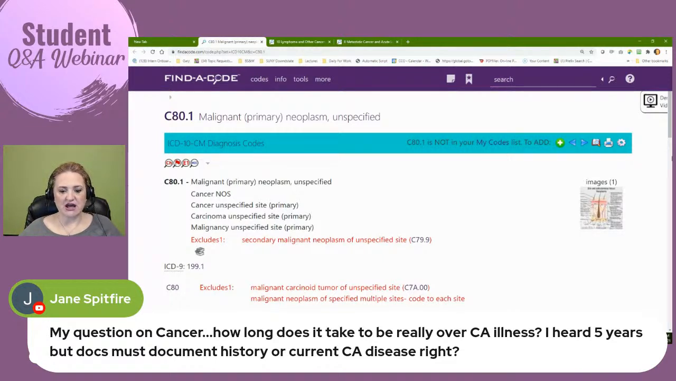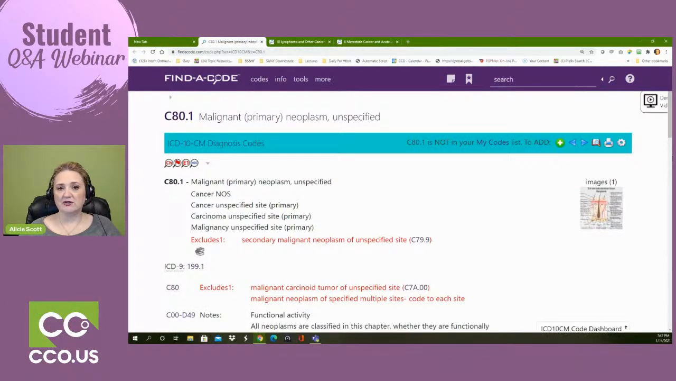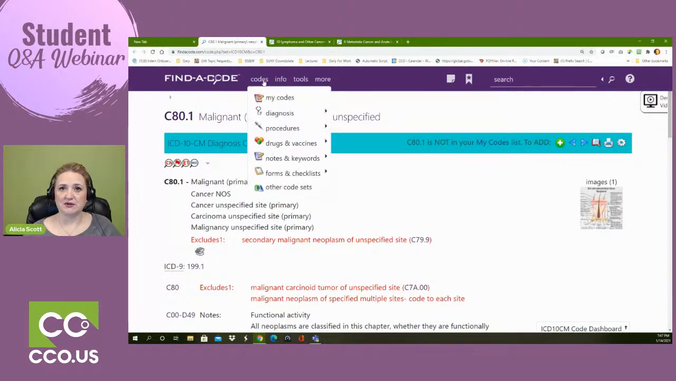My question on cancer: how long does it take to really be over a cancer illness? I've heard 5 years, but docs must document history or current cancer disease, right? That is correct. They are never over certain cancers. There are codes for in remission, right? And so that is a history of cancer. Let's go look at that real quick just to show you.